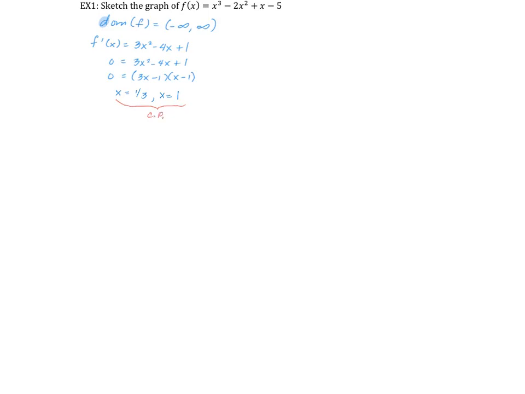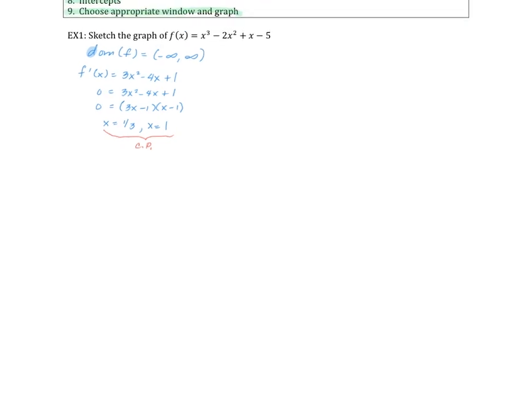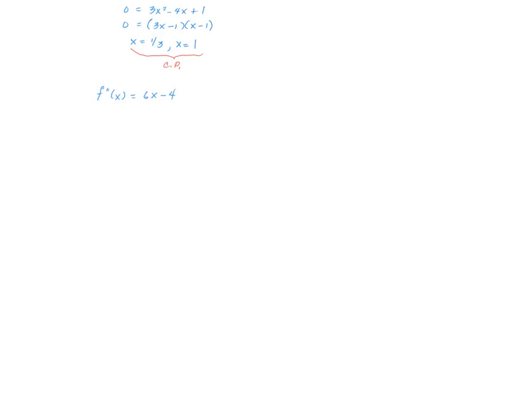The next thing I'm going to do is find my second derivative. The second derivative of this function is going to be 6x minus 4. When we set the second derivative equal to 0, what we'll be finding is possible inflection points. Solving, I get x equal to 2/3. And this would be my possible inflection point.